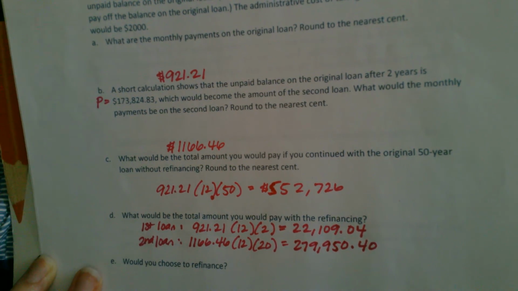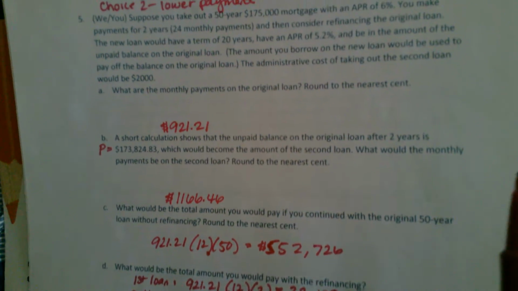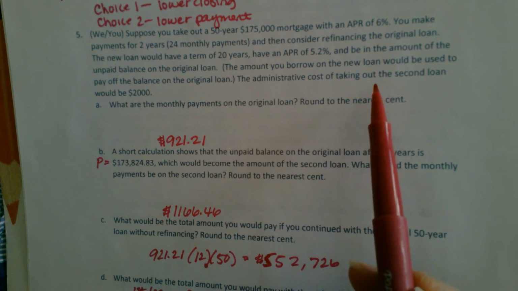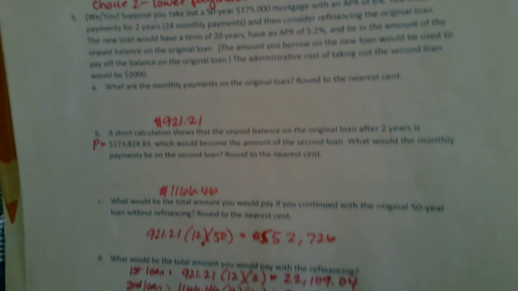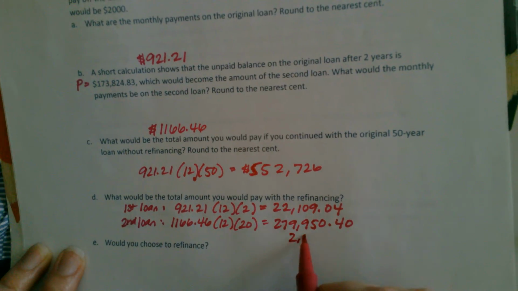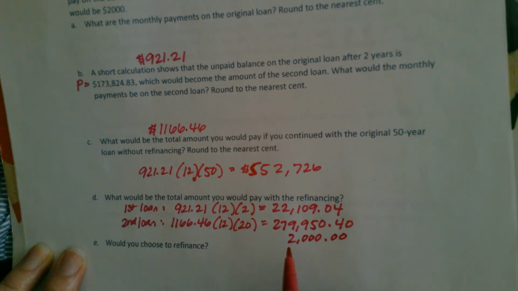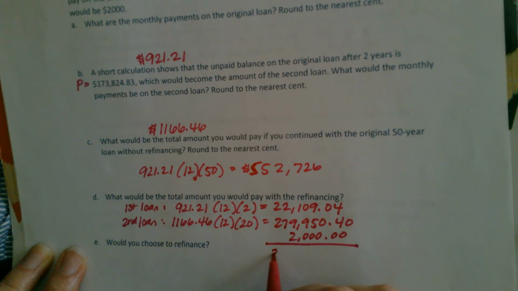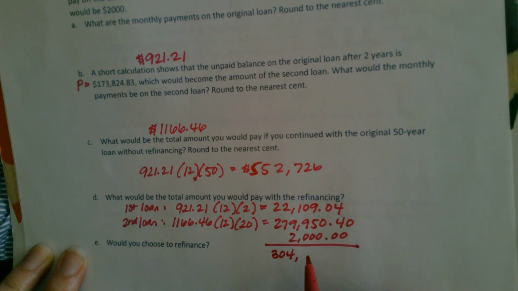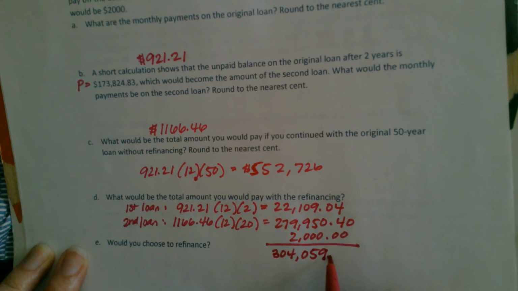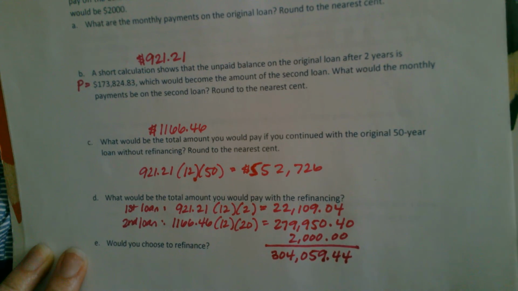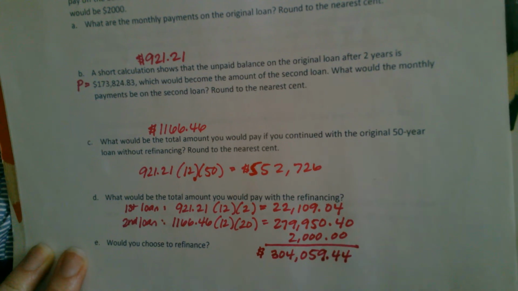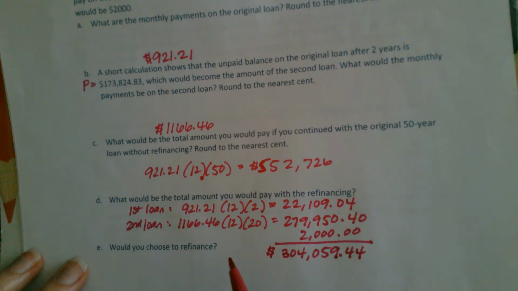Okay, well, we can't just add these two together, because anytime you refinance and take out a new loan, there's always a fee that goes with it. So here we see the administrative cost of taking out the second loan would be $2,000. So we do have to pay that $2,000 as well. So then we can add all 3 of these numbers together to get $304,059.44. So the total amount we pay here is $304,059.44.